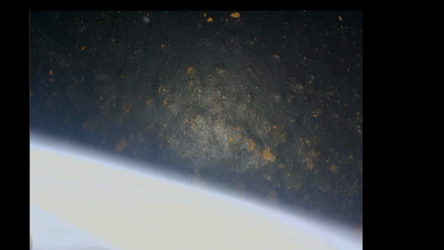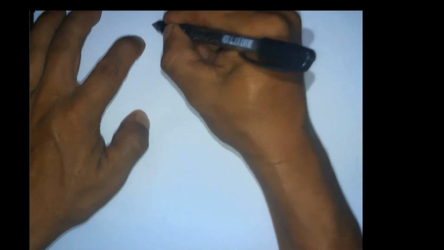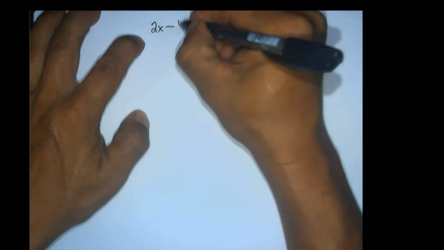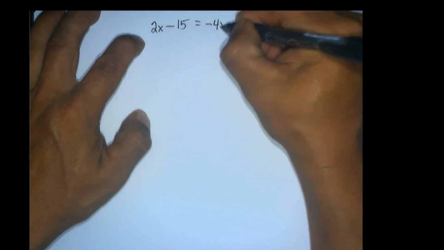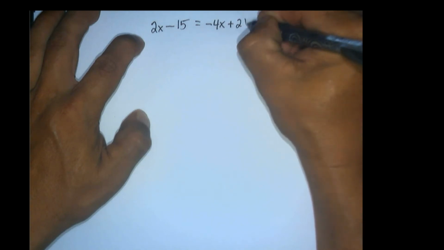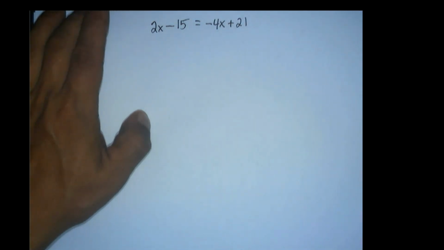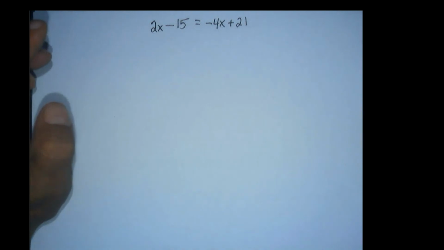Okay. Variables on both sides of the equation. I do it, you do it. 2x minus 15, again we're on this negative 15 trip, is equal to negative 4x plus 21. Okay, so always do the variable first, and always find the smallest coefficient. Remember I said that earlier. When we have variables on both sides of the equation, find the smallest coefficient.